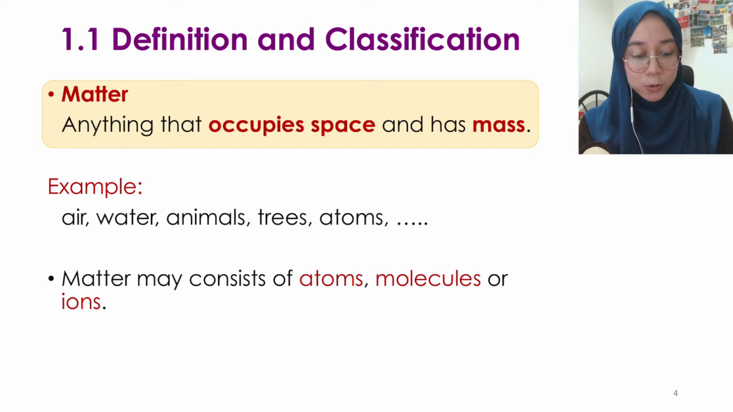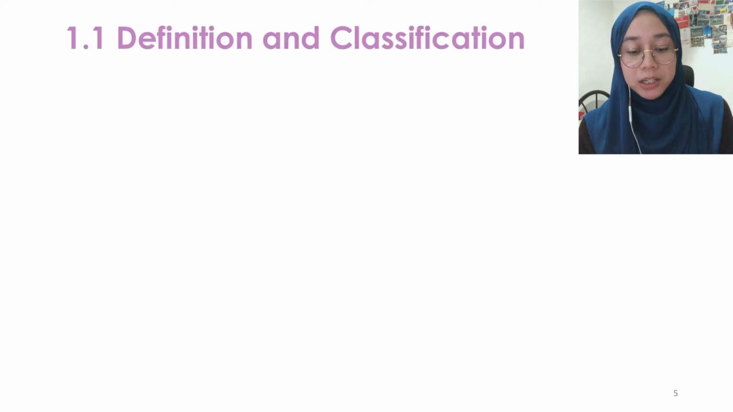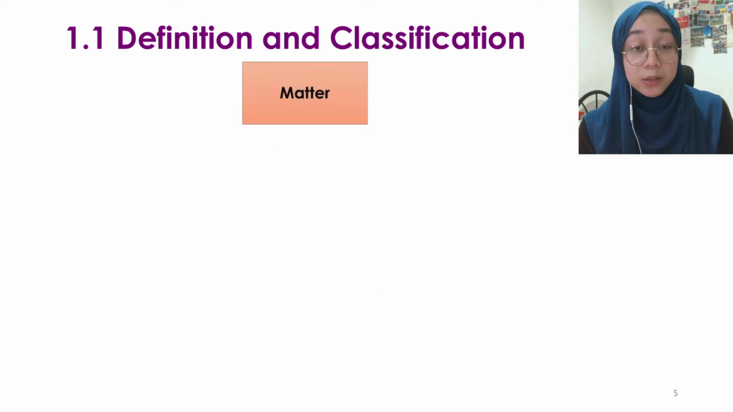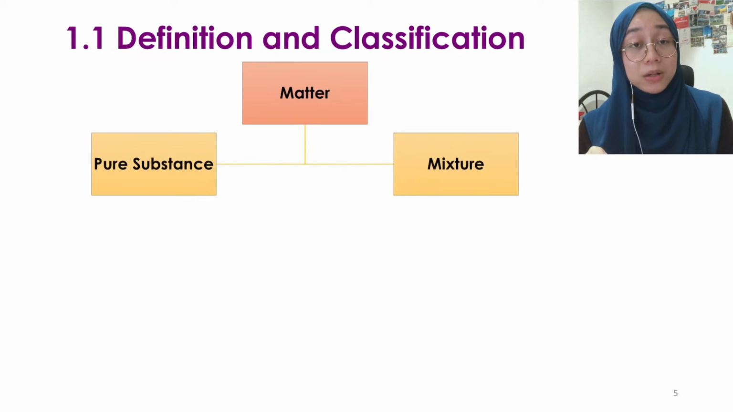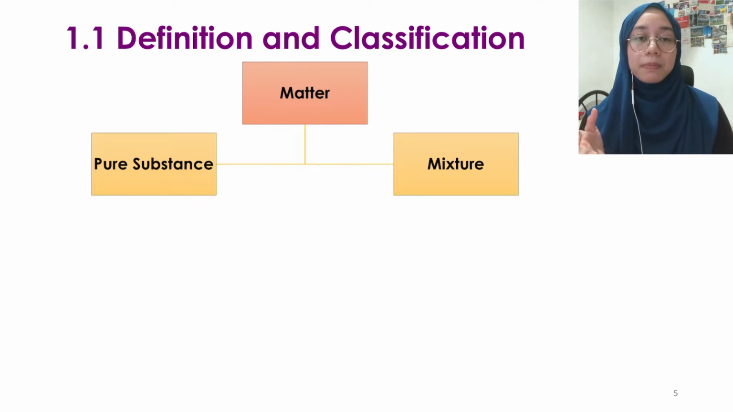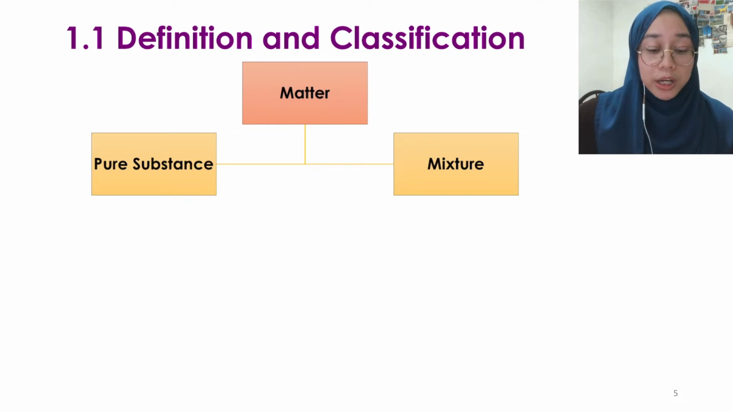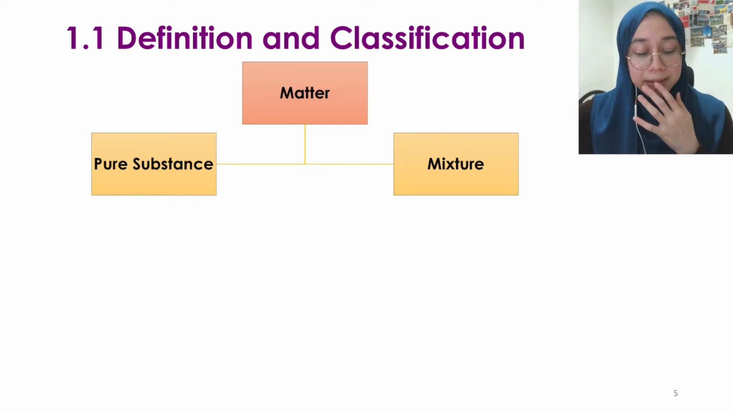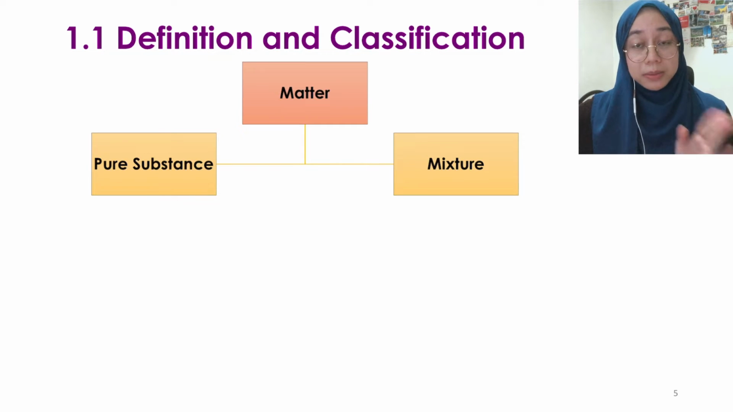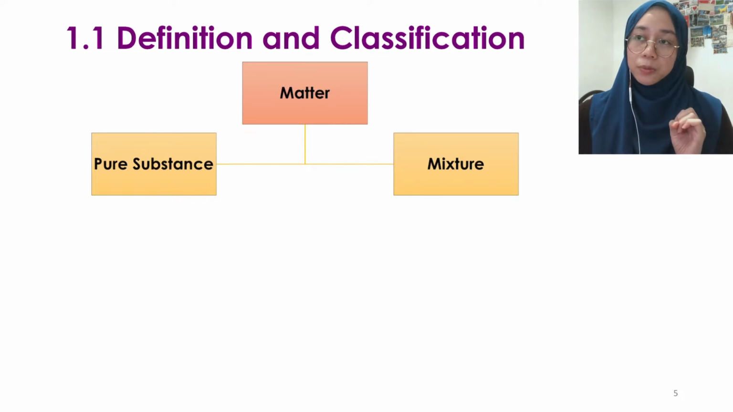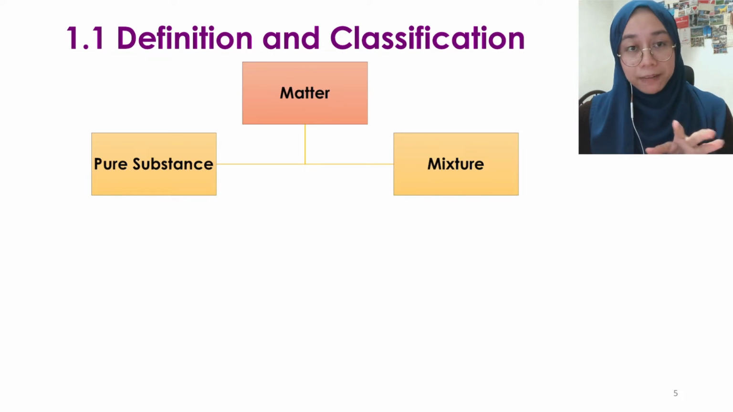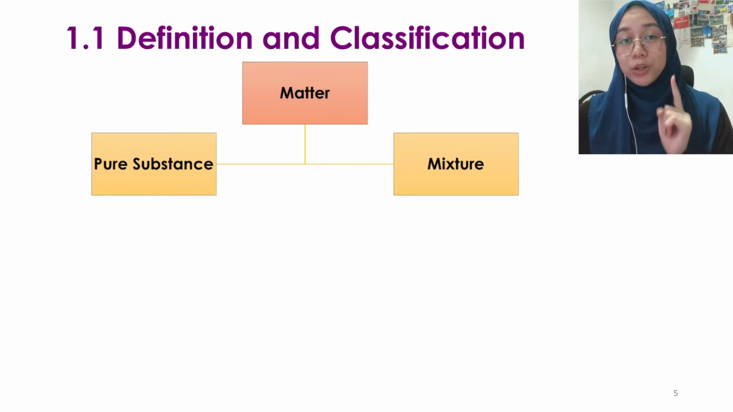Now we want to look at the classification of matter. Matter can be divided into 2: the pure substance and also the mixture. But how exactly do we differentiate those two? We have not looked at the definition of pure substance or mixture yet. You do not need to memorize the definition of pure substance and mixture. For matter, yes, you need to know the definition.